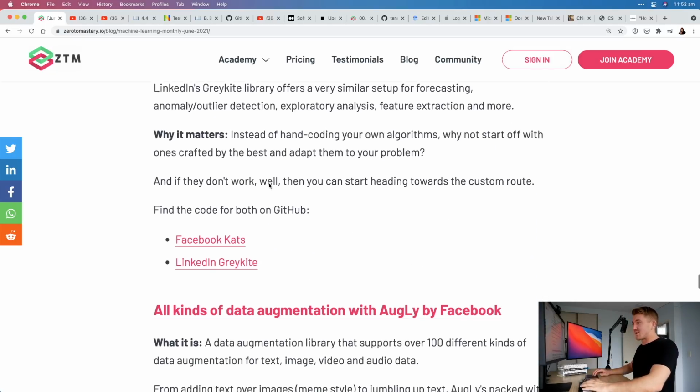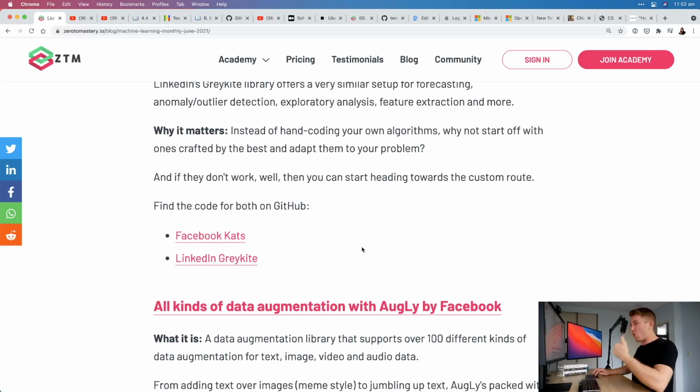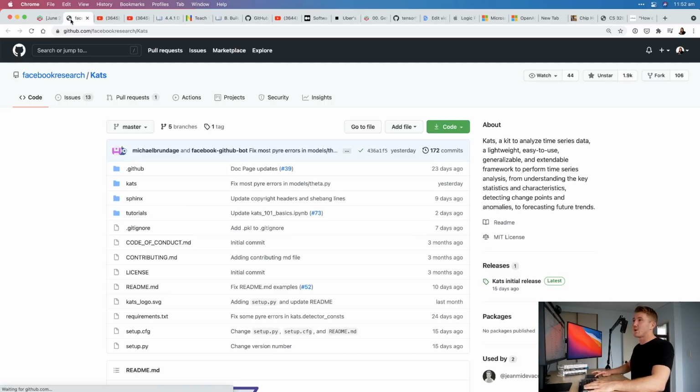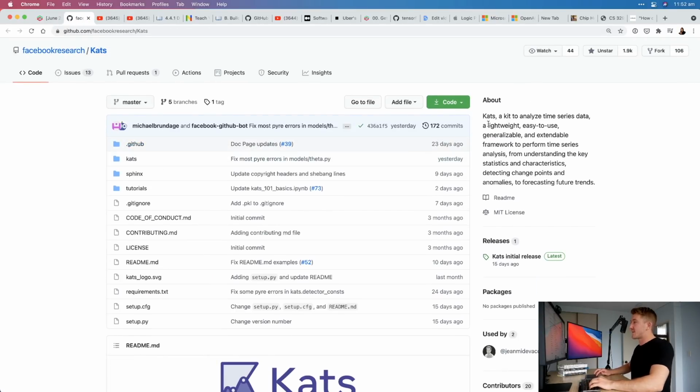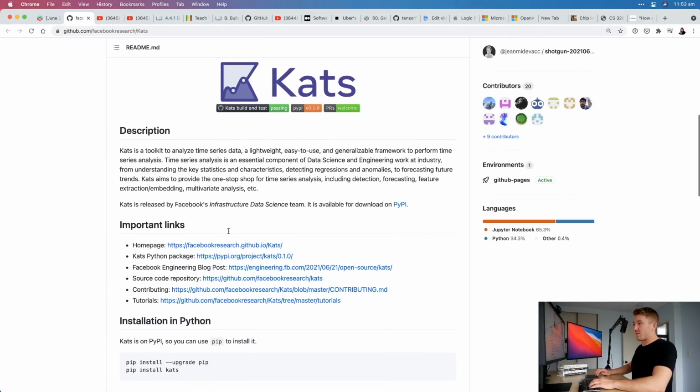But these are two libraries that have come out of Facebook and LinkedIn for time series analysis and forecasting. This is the beautiful thing I love about machine learning as well, is that a lot of the best practices get released as open source, and then it's your skill, or it takes you to sort of apply those to your problem. So let's have a look at Facebook CATS. Cool name. Maybe it's an acronym for something. Is a kit to analyze time series data. Oh, okay. CATS, a kit to analyze time series. Cool name. We just worked that out on the fly.